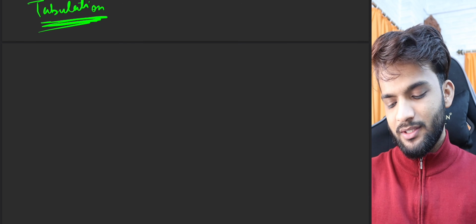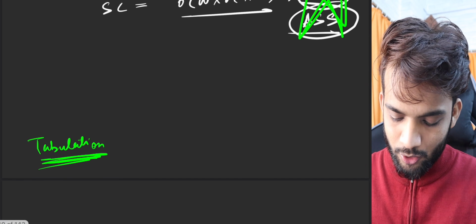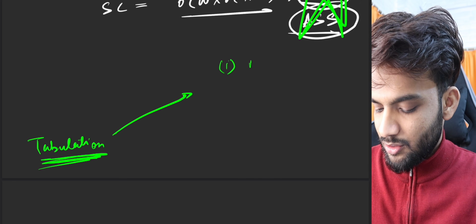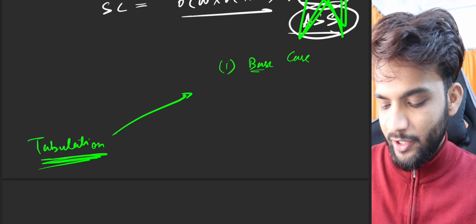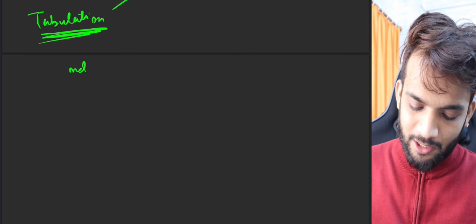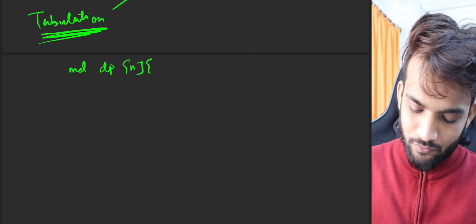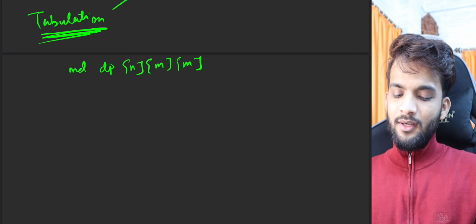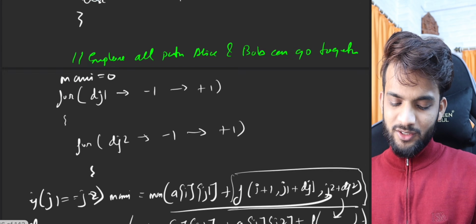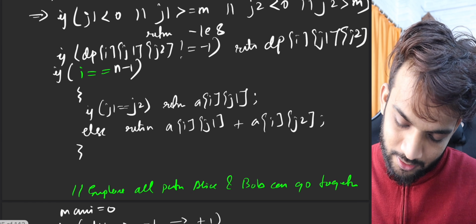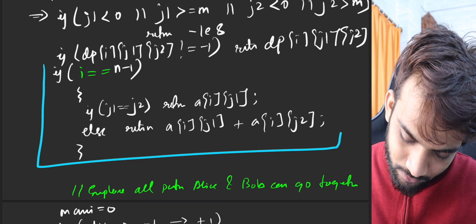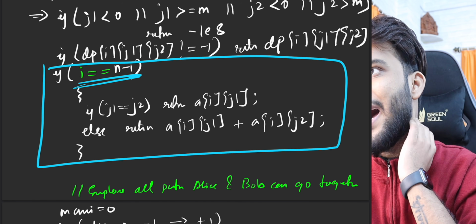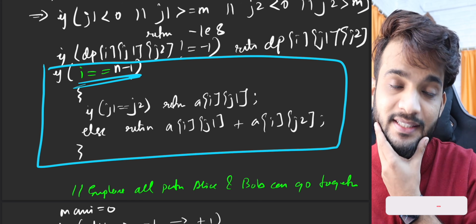So tabulation, what are the first things that I have told you? In order to convert to tabulation, I've taught you some steps. First, write the base case. So in order to write the base case, the exact same DP of N, M, M will be declared. Now let's quickly check out the base case. So what was the base case in recursion? Can I say this is the base case, where I is n minus 1? Whenever I reach i equal to n minus 1, it's the base case.